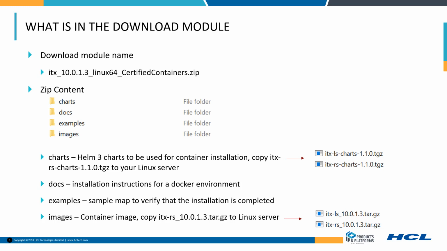There are 4 subfolders. The chart folder contains the HELM3 charts. The doc folder contains installation instruction in a Docker environment. The example folder contains the maps to perform installation verification. The image folder contains 2 content images, one for RestAPI and the other one for launcher. Other than the doc folder, you should copy the other ones to your Linux server.